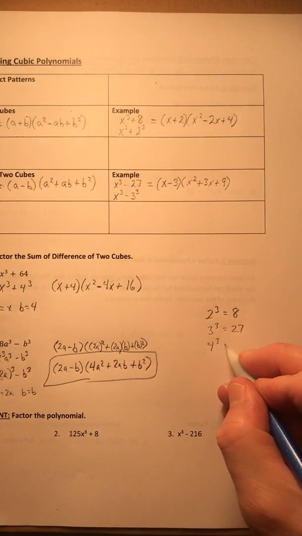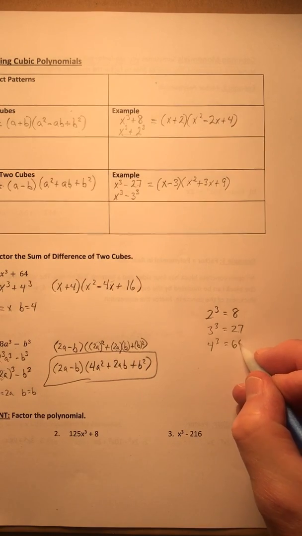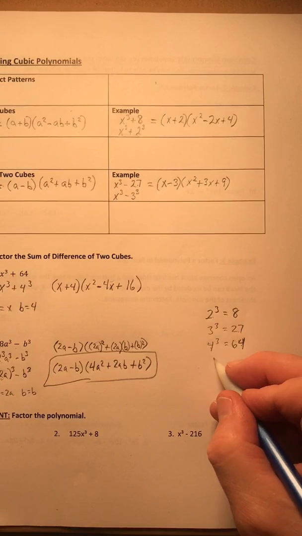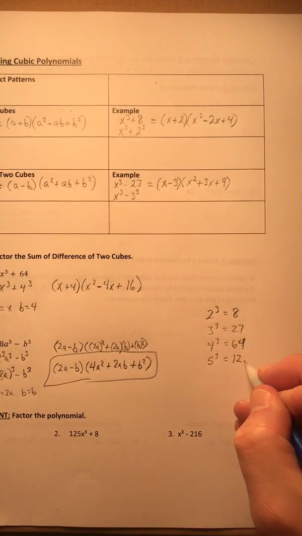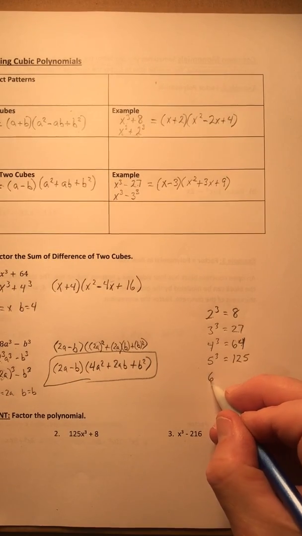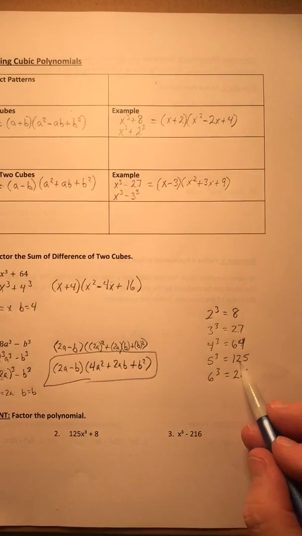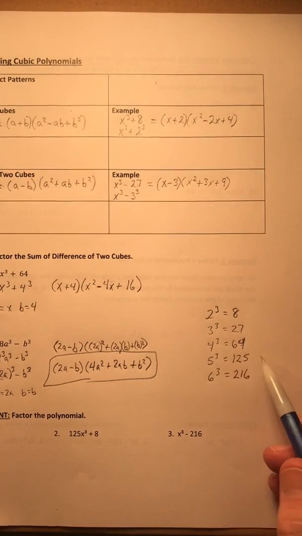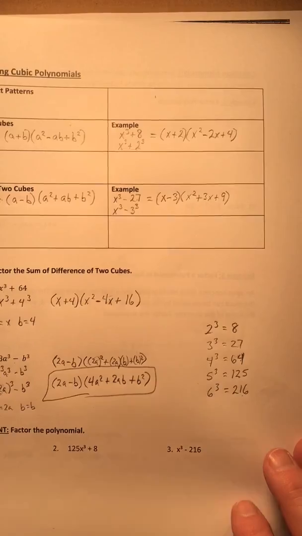4 cubed is equal to 64. All right, so anytime you have 64, you're going to turn it into 4 cubed. 5 cubed is 125. All right, and then 6 cubed, because I can see that's down there, is 216. So if it's a 125, we're going to change it into 5 cubed. If it's a 216, we're going to change it into 6 cubed. So that's what they look like. All right, so you're going to do those 3 checkpoints.